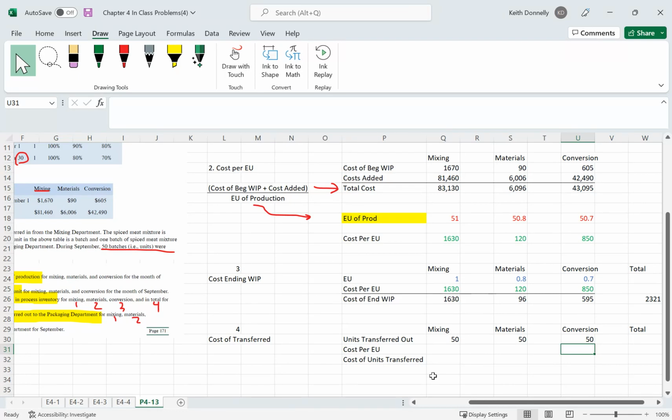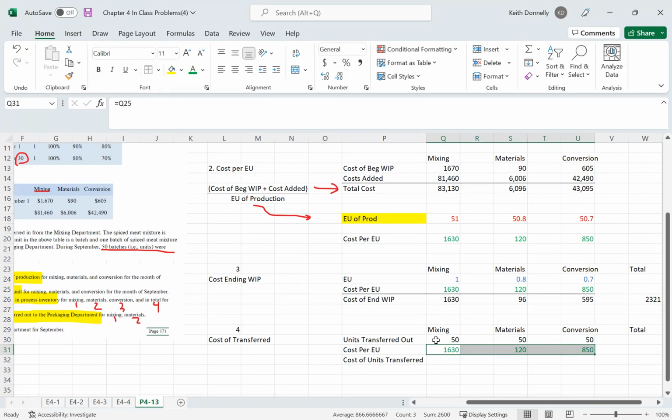Then we need to look at our cost per equivalent unit. Well, we already got that up here. I don't have to act surprised this time because this is going to be the third time we saw it. It's going to be the 1630, the green, the green, the green, and we'll just multiply that down.